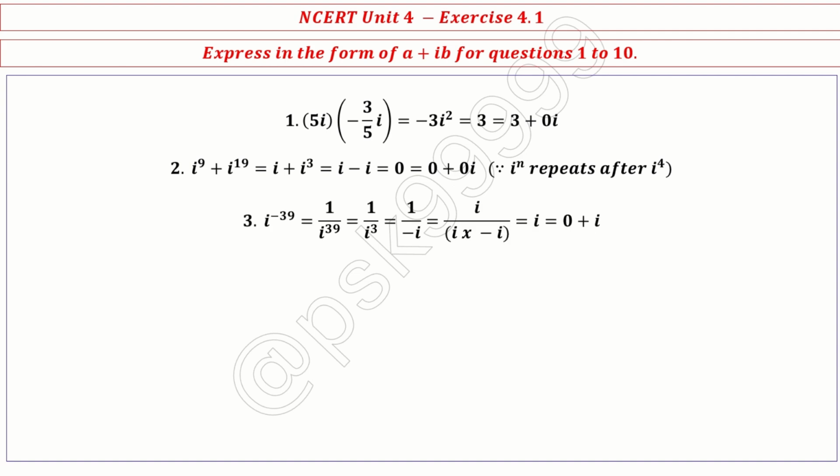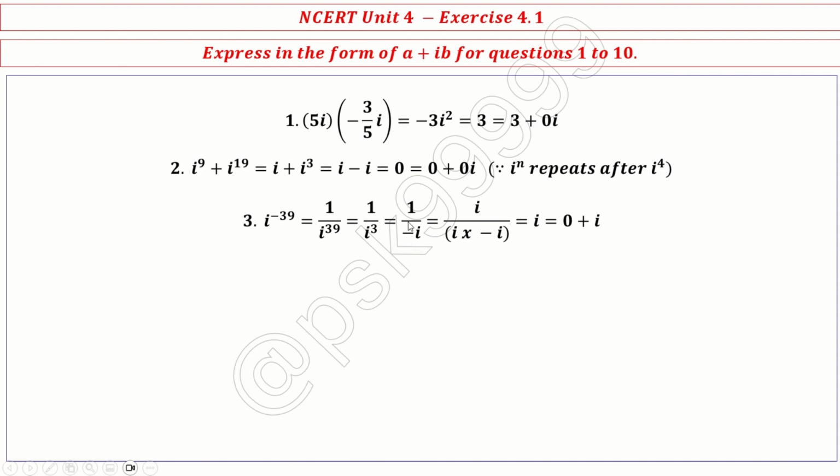i to the power of minus 39. This is nothing but 1 by i to the power of 39, and then solve it in a similar way. The important thing here is 1 by minus i, or 1 by i if you take. 1 by i is minus i. 1 by i is minus i.